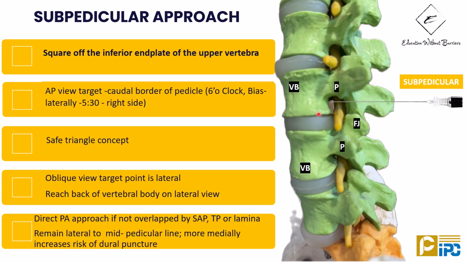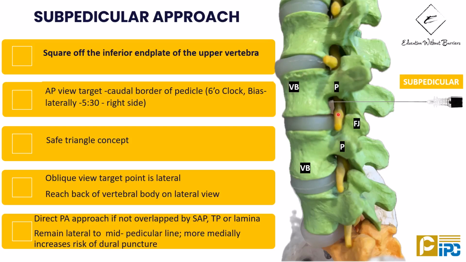I would square off this end plate. Sometimes when you square off a vertebra, you will square off all the end plates. But sometimes you have to choose between which end plates you square. And if that's the situation, you want to square off the inferior end plate of the upper vertebra. So for this level, it is this end plate we are talking about.